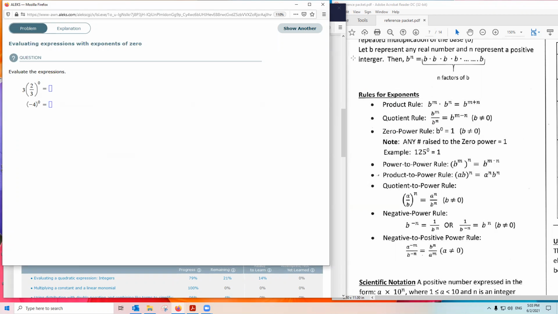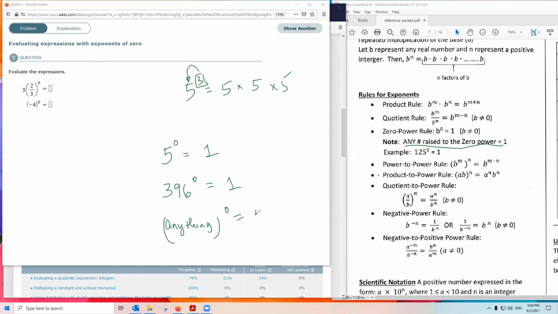exponents of 0. Now, if you remember, an exponent tells you how many times to multiply a base times itself. So when I see this exponent 3, it's really telling me to multiply the base 5 times itself 3 times. But what happens when you have an exponent 0? Well, there's a special rule for an exponent 0. Notice it says here, any number raised to the 0 exponent is equal to 1. So 5 to the 0 is equal to 1. 396 to the exponent 0 is equal to 1. So really anything raised to the exponent 0 is equal to 1.